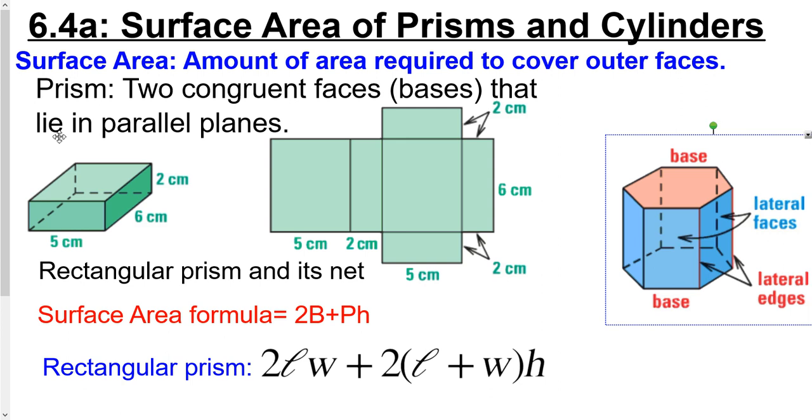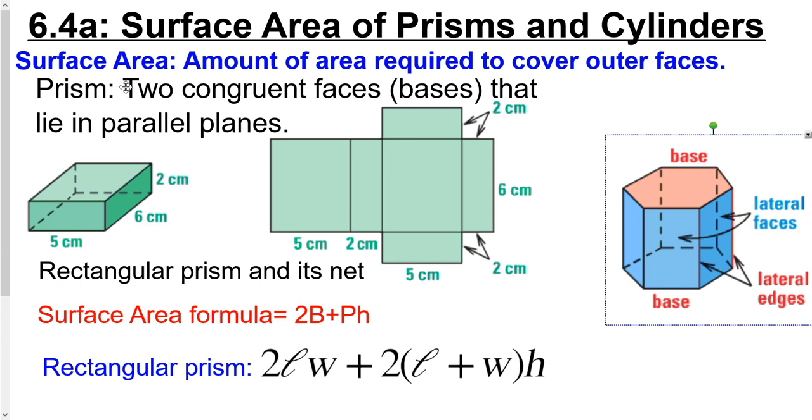Today's lesson is on 6.4a, surface area of prisms and cylinders. Now, surface area is again talking about the amount of area required to cover the outer faces, like wrapping a Christmas present. You would cover the surface area, right?